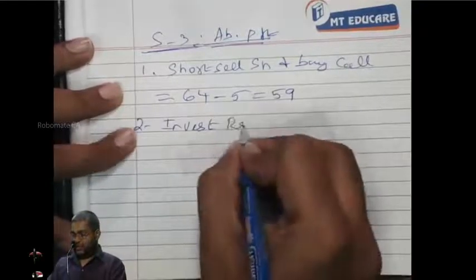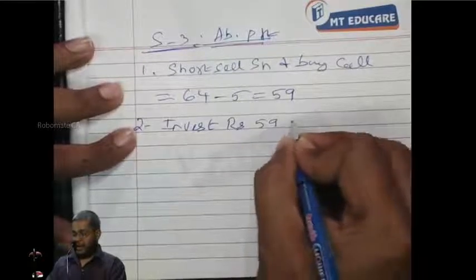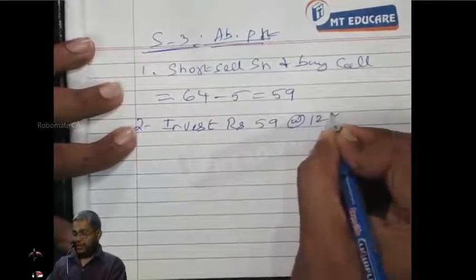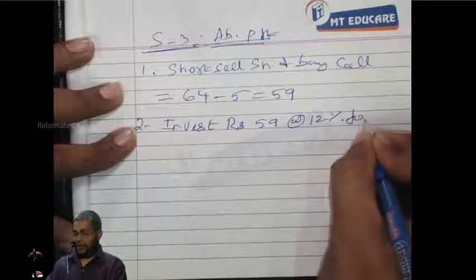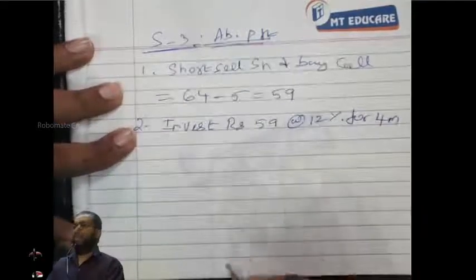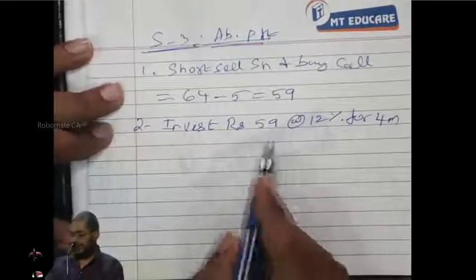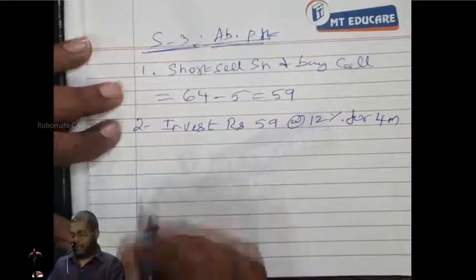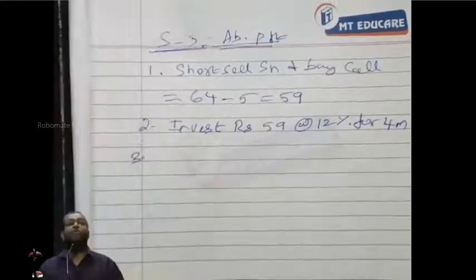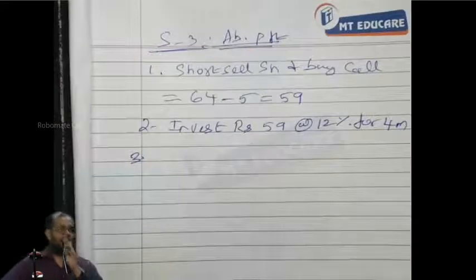Invest. How much do I pay? Rupees 59. At what percent? 12%, for how many months? 4 months. Invest 59 at 12% for 4 months. Okay. Now, I go to sleep. Already we are doing that only.